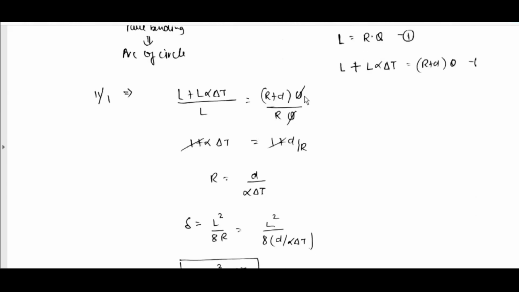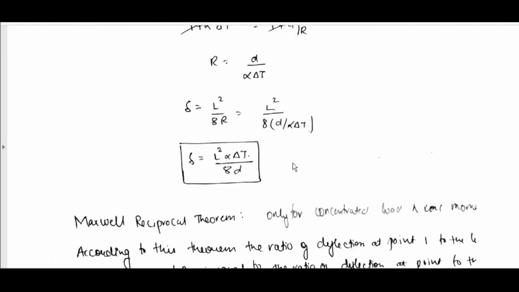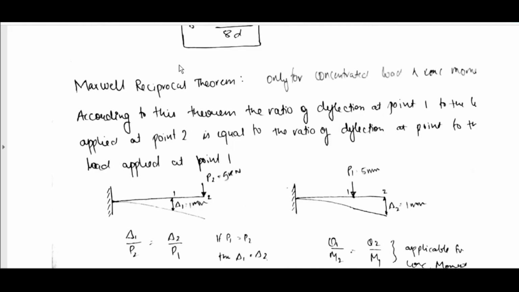From dividing these two, we will get R is equal to D by alpha delta T. Delta is equal to L square by 8R is equal to L square by 8 into D by alpha delta T. Delta is equal to L square alpha delta T by 8D.